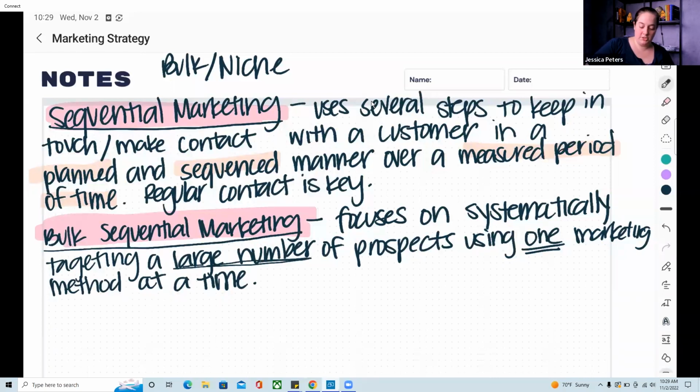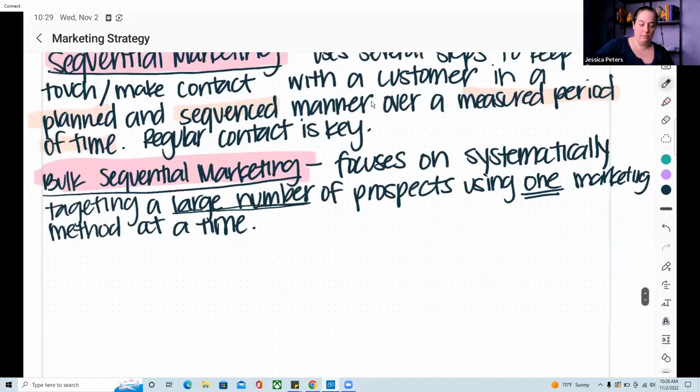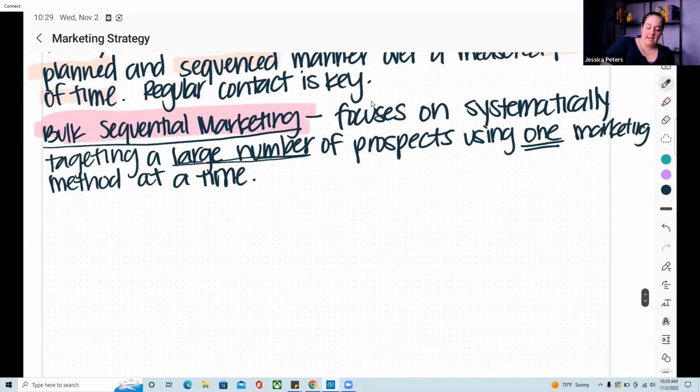All right, so with bulk, let's draw a diagram to show what it could look like. Let's say our same situation: we bought those 10,000 records, and we're going to send those 10,000 records into a cold calling campaign.